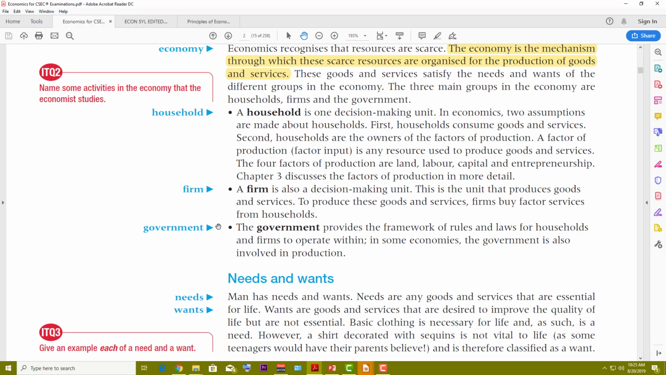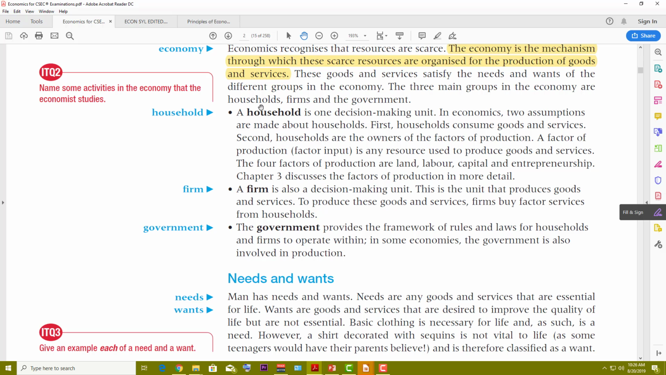And then you have the government. The government provides the framework of rules and laws for households and firms to operate within. In some economies, the government is also involved in production. So the government is the one that holds all of these things together. That's one of the bigger players in the economy, one of the bigger agents. You have your tax laws, you have your labor laws, and of course you have the criminal laws that guide you against criminality and stuff like that. So the government makes the laws and taxes, puts those things in place as a framework to keep the household and the firm operating within the economy. The government runs the economy basically. In some countries the government is the only member of the economy really, because all decisions are made by the government, and we're going to look at that later when looking at types of economic systems.